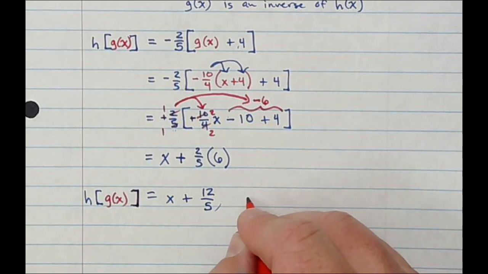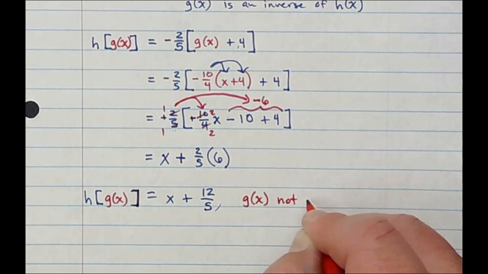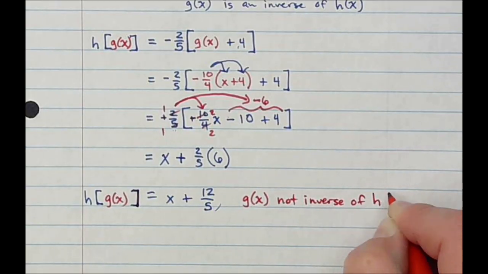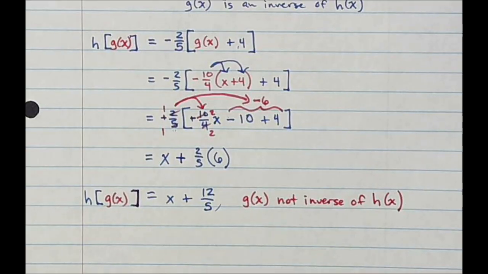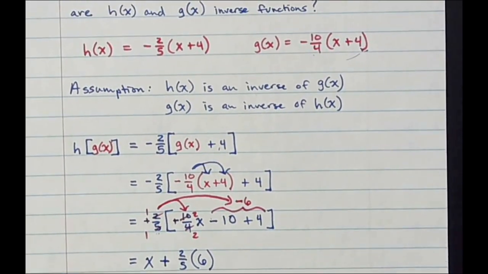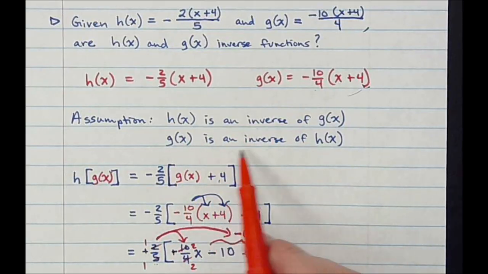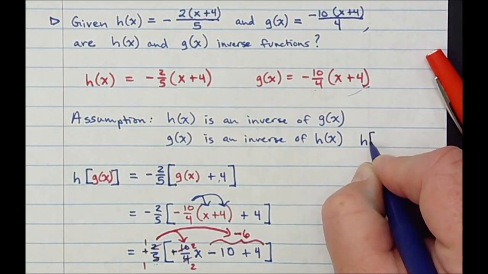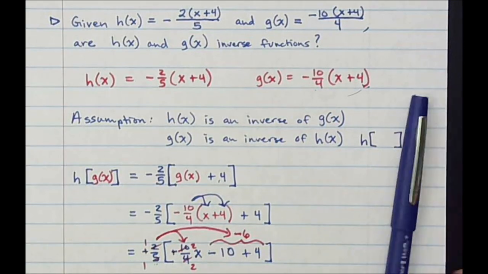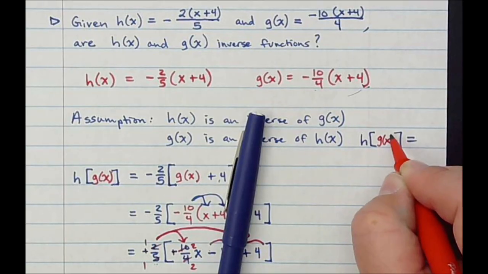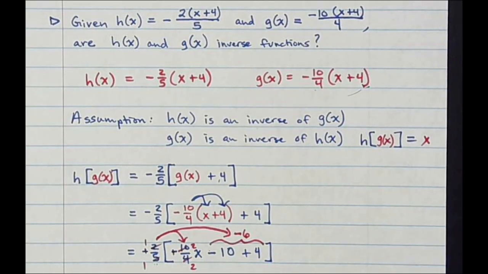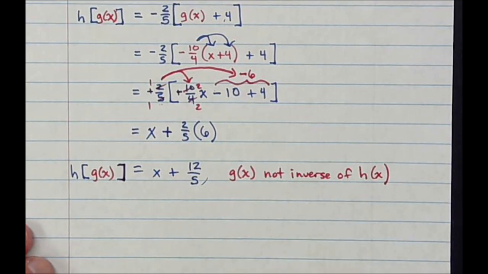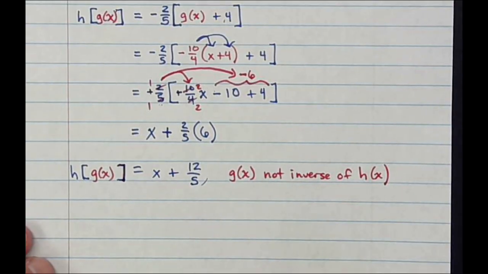So this tells us that g of x is not an inverse of h of x. Again, remember our assumption is that h of x or g of x is an inverse. So we were expecting h of g of x to return x. And instead of just x, I actually got 12/5 more than x. Okay? So they cannot be inverse functions of each other.